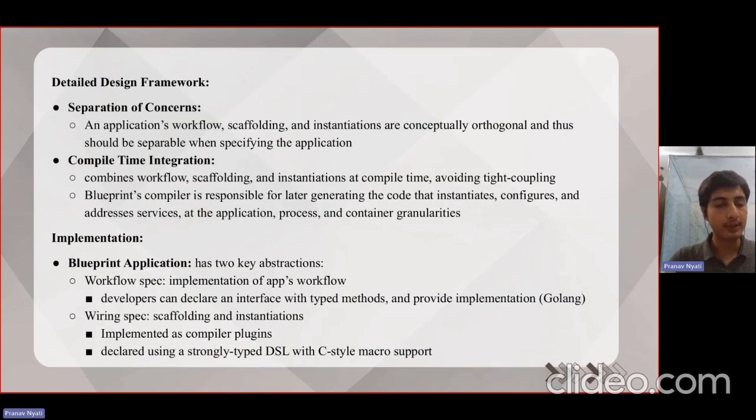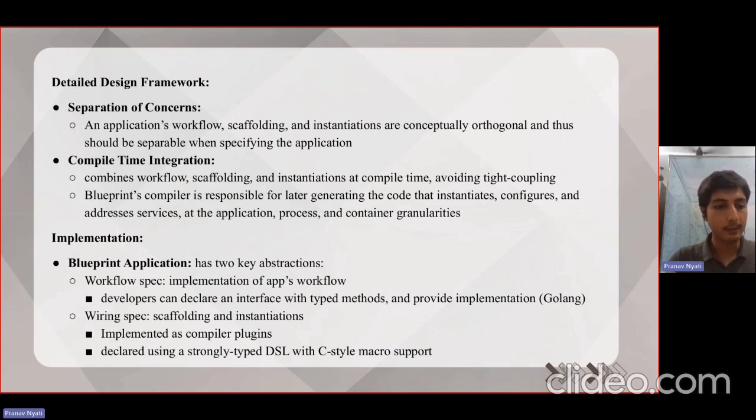They follow two major principles in the design. First is separation of concerns. The authors observe that an application's workflow, scaffolding, and instantiations, all these three components, are conceptually orthogonal and independent in most real-world systems, and thus they should be separable when specifying the application architecture. The second principle is compile time integration. The Blueprint framework combines the workflow, scaffolding, and instantiations not at development time but at compile time, thus avoiding time coupling. The authors have integrated a compiler with Blueprint, which is responsible for generating the code that instantiates, configures, and addresses services at the application process and container levels.